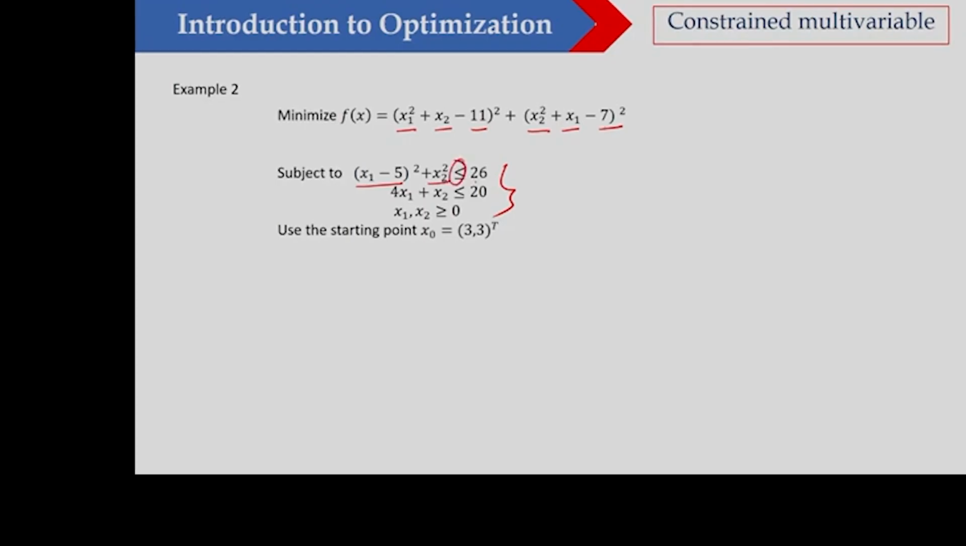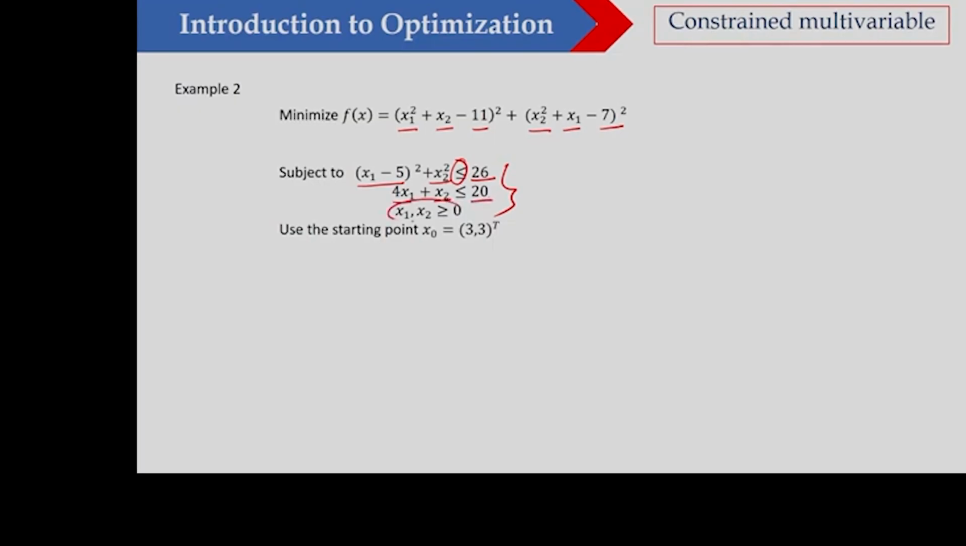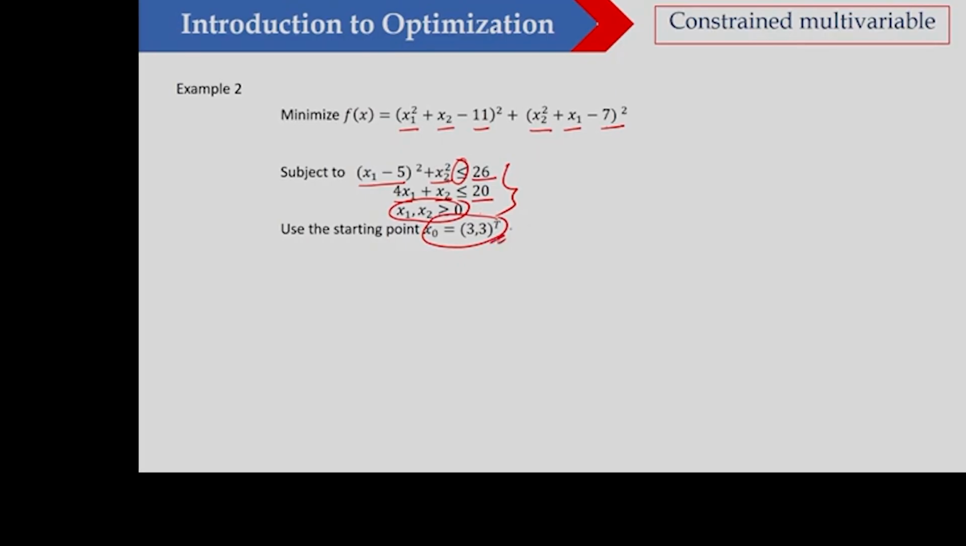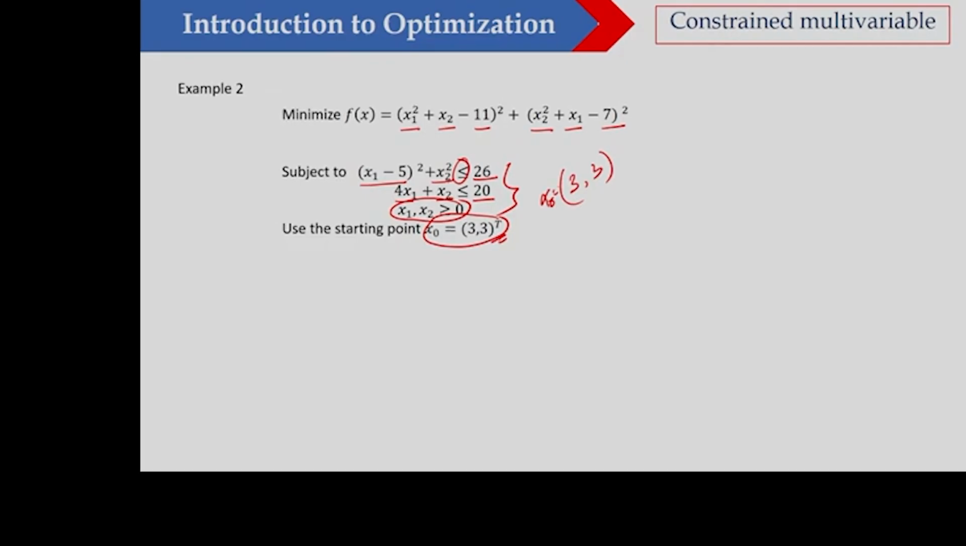So, this is a less than or equal to type constraint, and this is less than or equal to 26, and 4x1 plus x2 is less than or equal to 20, and x1, x2 are positive, that means greater than 0. The initial solution here is x naught, which is equal to 3, 3. That means I would like to start the solution from 3, 3. So, this is my x naught. Let us see how I can solve this problem using the fmincon function.